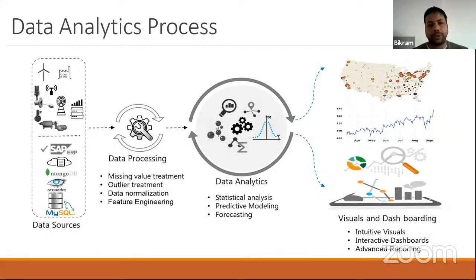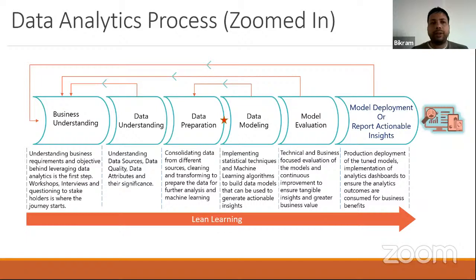So a typical data analytics process in an enterprise goes through these phases, right? You have data sources, then you do data processing: missing value, outlier, data normalization, feature engineering. You do data analytics: statistical analysis, predictive modeling, forecasting. Then you do visualizations using reporting dashboards, could be on your Python environment, could be through a reporting tool. Now zooming in, this is the actual proper flow.